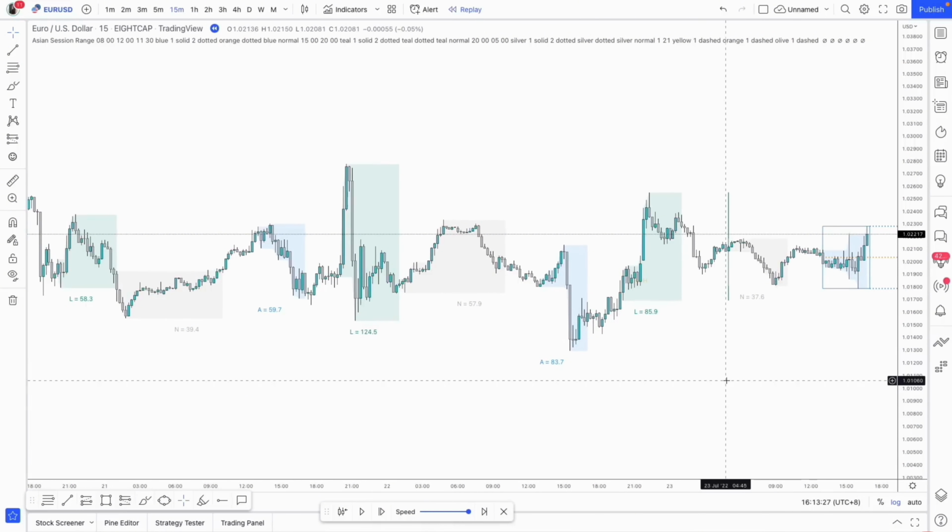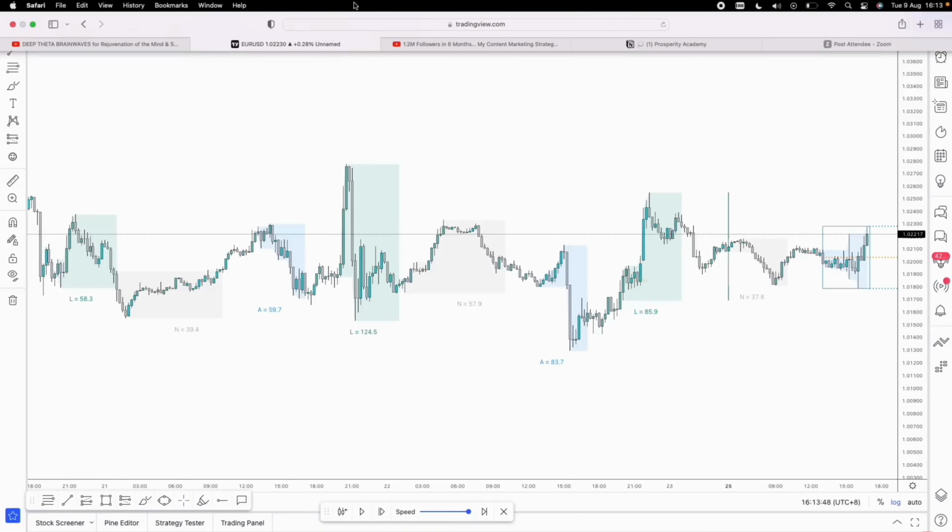So starting off with, how do we determine the market cycle? How do we understand it? So there are 3 main sessions to take into account. We have Asia, which is represented here in blue, A equals 59.7. The number value is the total amount of pips moved in that session. Then we have in green, London session. Then we have in pink or red, New York session.